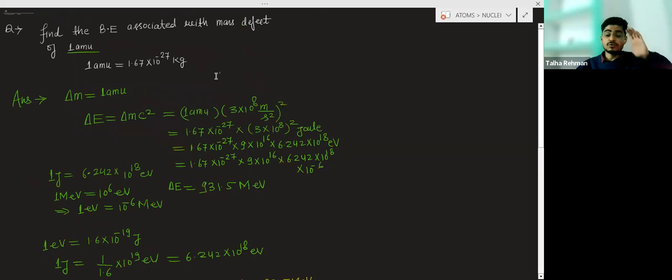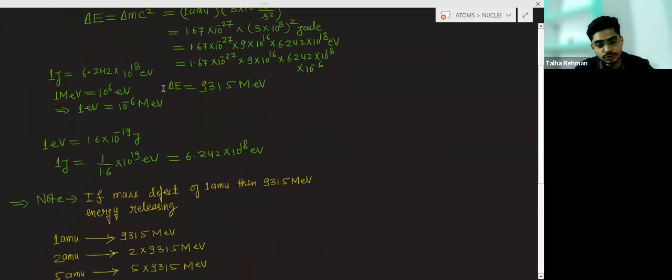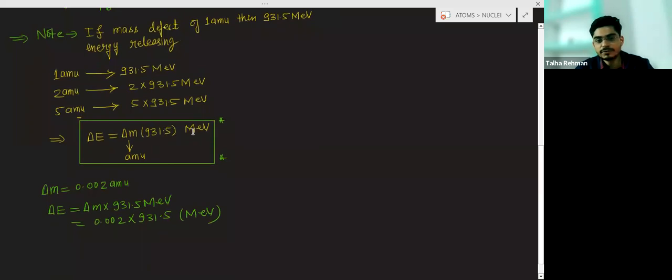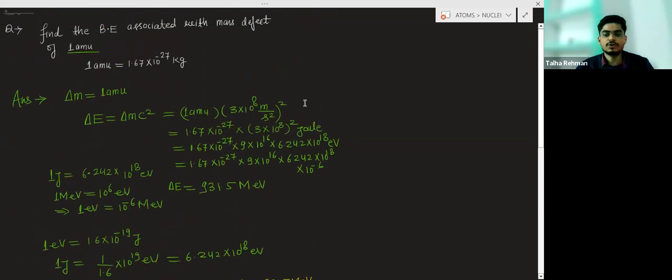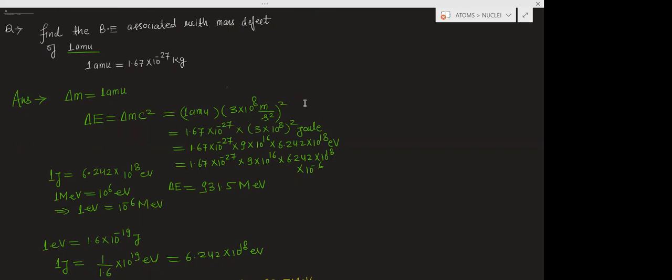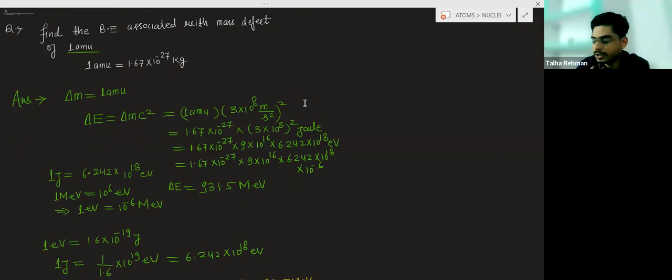When you solve this type of question, don't do it like this, because it will take much of your time. Do this question with this formula: delta M times 931.5. Now take the screenshot. And one more thing I want to tell you: during the revision classes, we will solve questions that have previously appeared in the CBSE board examinations, so that you have a good idea about how the questions come in the exam.